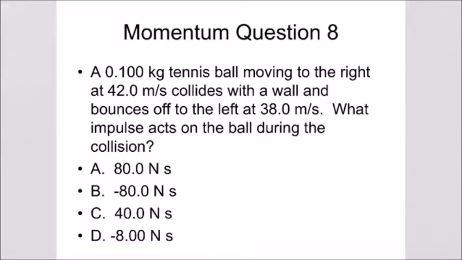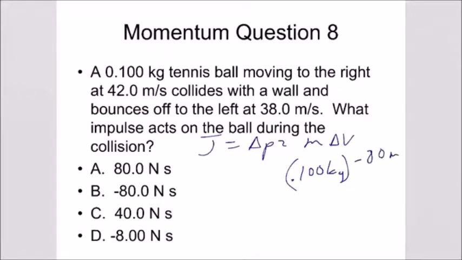Next problem again looks very similar, but this time we're looking for how much impulse acts on the object. Well, remember that impulse is equal to change in momentum. And remember that change in momentum is equal to m times change in velocity. Well, we know the mass of the ball. So the mass of the ball is 0.1 kilograms. We just calculated in the previous problem that the change in velocity was negative 80 meters per second. So the product of those two, negative 80 times 0.1, is going to be equal to the change in momentum, which is also equal to the impulse.